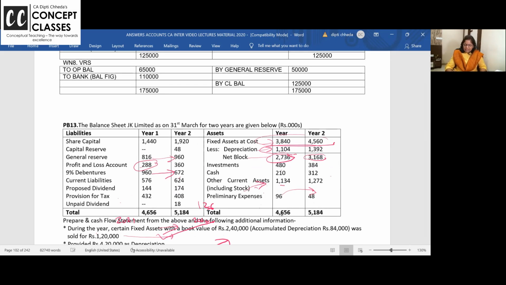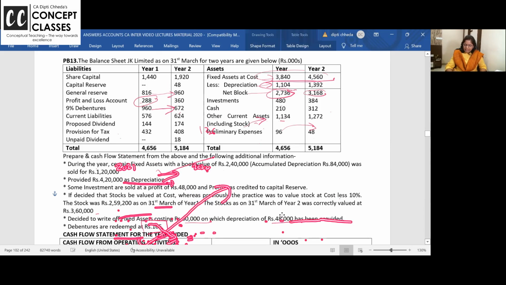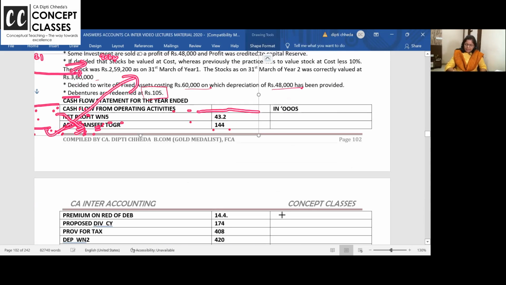And prepare fixed assets and depreciation account for the working. Take a screenshot if you want. 1 minute. I'll remove this table.